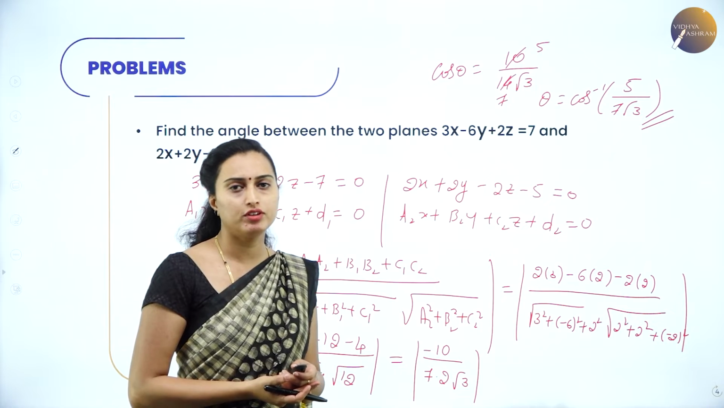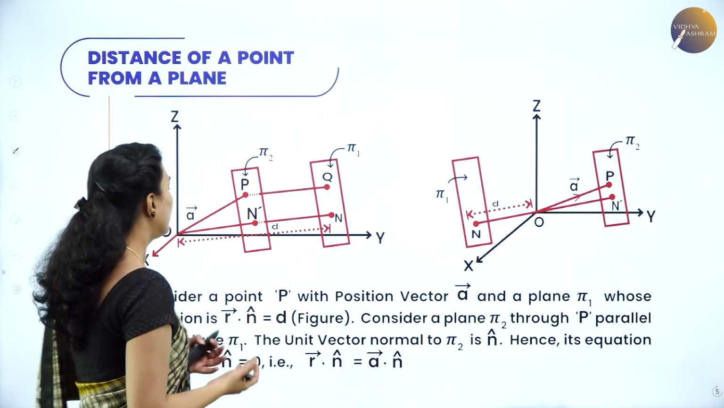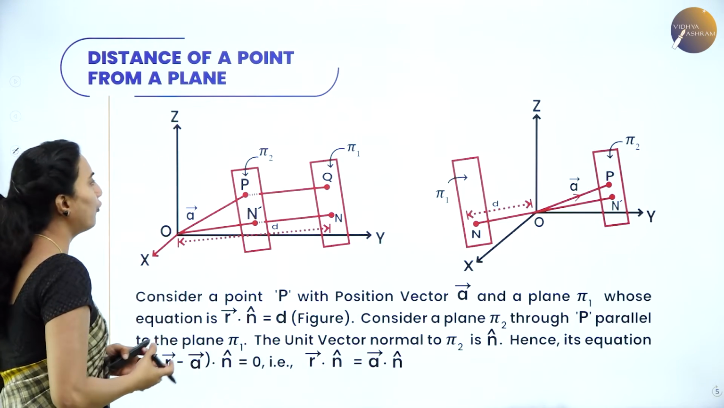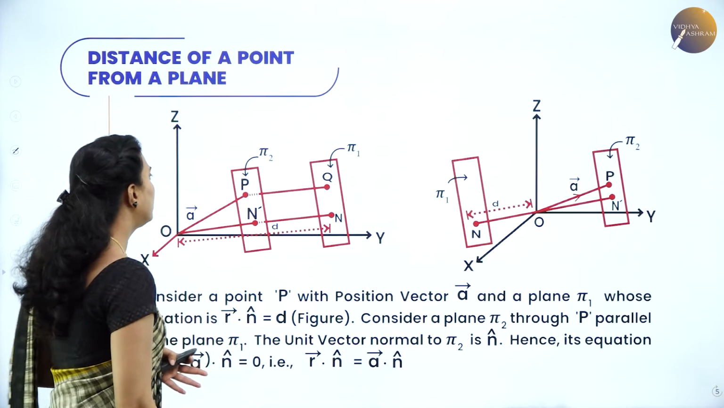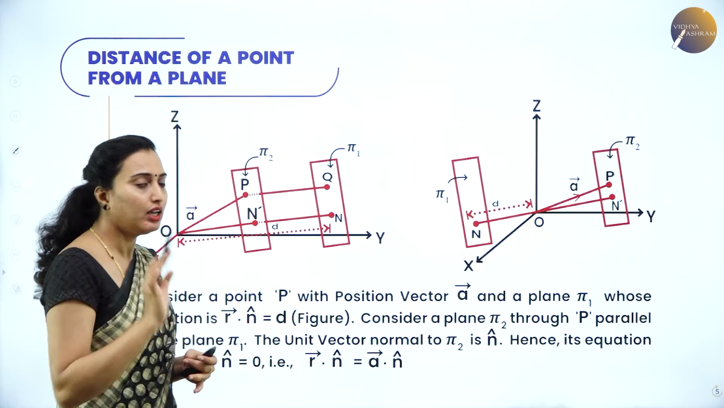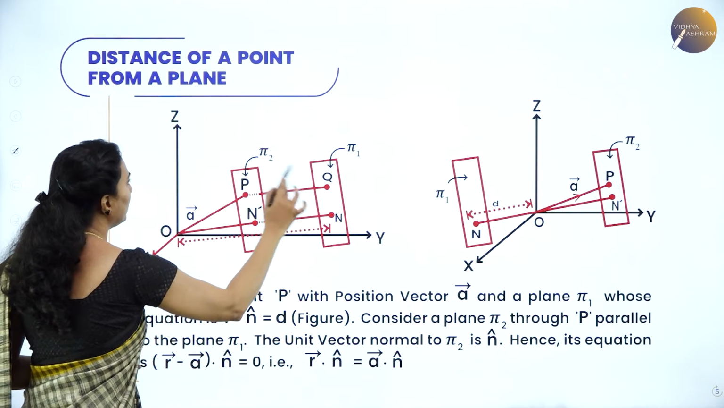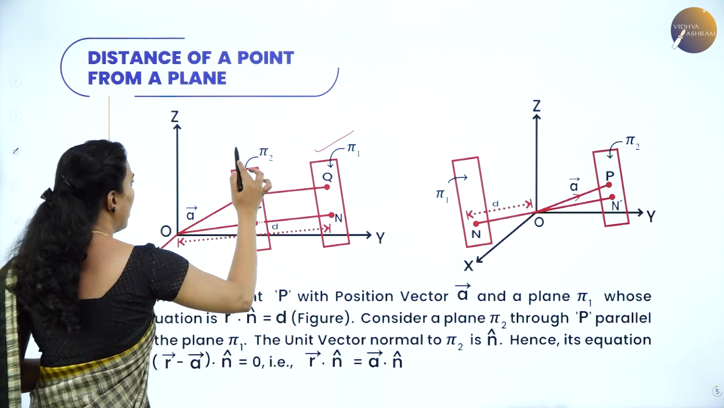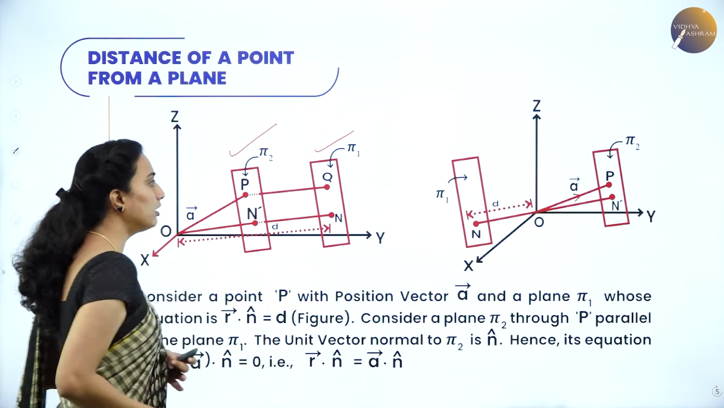Now we'll be moving on to the next formula. Here I have taken the distance of a point from a plane. So the distance of the point from a plane. Here I have taken the points P and Q, of the plane pi 1 and the plane pi 2.